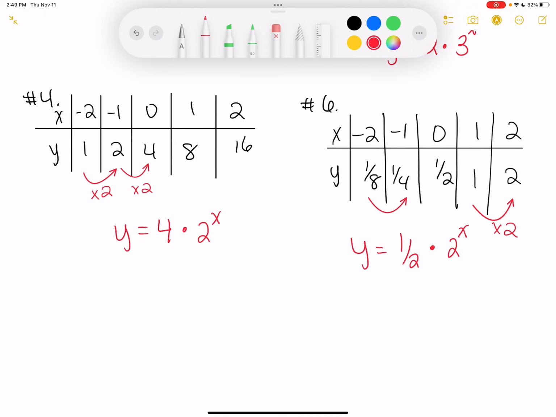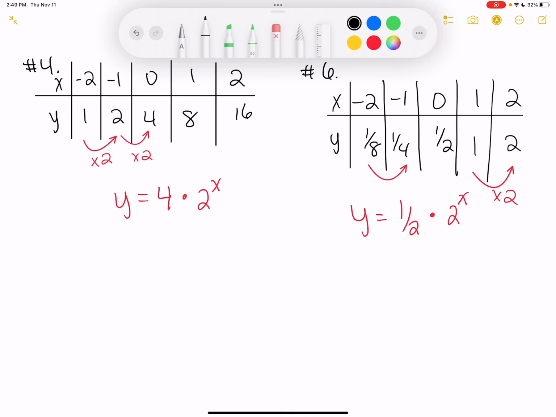All right, the next function says to graph the function and identify its domain and range. I'm not worried about the domain and range part, but you do need to graph it. And you don't really need graph paper for this. This isn't something that's a super exact graph. It's going to be pretty chill.